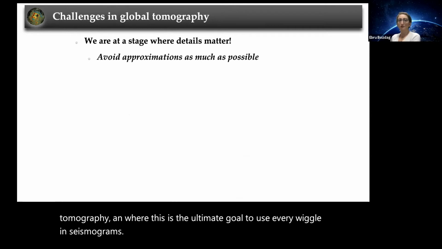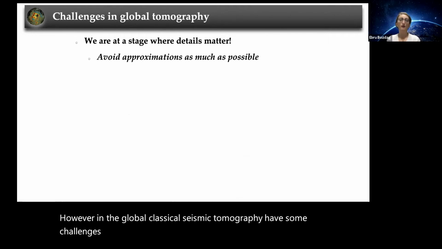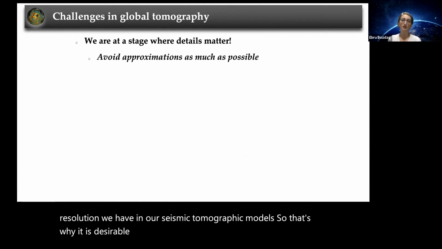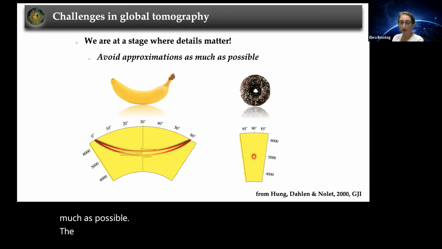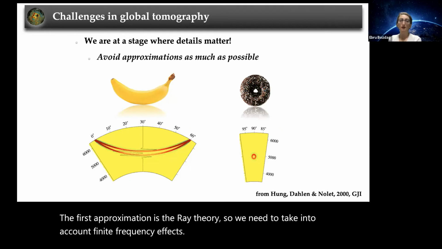However, classical global seismic tomography has some challenges, especially at the current resolution we have in our seismic tomographic models. So that's why it is desirable to try to avoid approximations and corrections as much as possible. The first approximation is the ray theory. So we need to take into account finite frequency effects in seismic imaging.